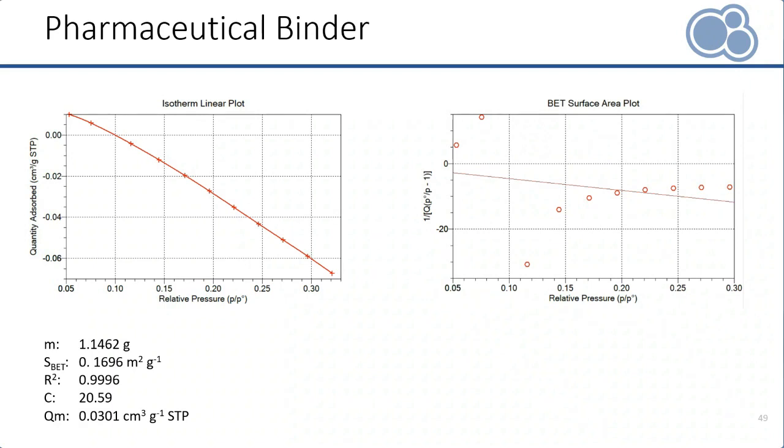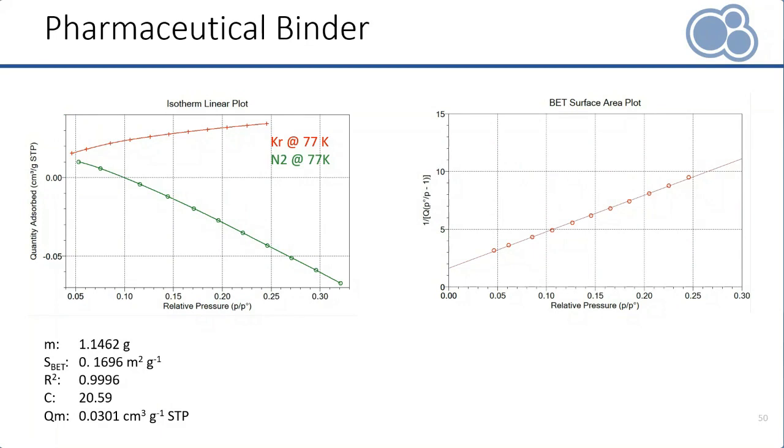The first thing I did was of course checking for leaks and repeating the tests. But I could only get a reasonable result after changing the adsorptive from nitrogen to krypton. Red shows the krypton isotherm and in green we have the nitrogen isotherm. The BET plot now shown is the one from the krypton measurement. You see it's a nice linear fit and we obtain a BET surface area of about 0.17 square meters per gram.